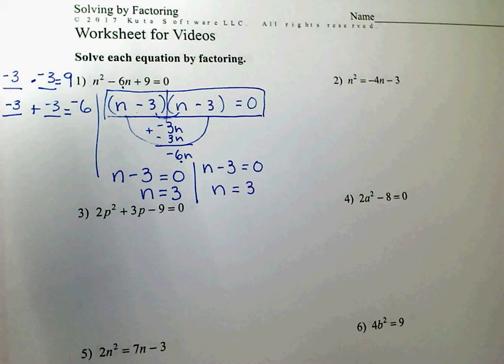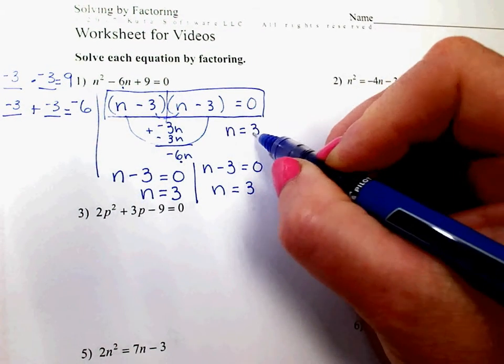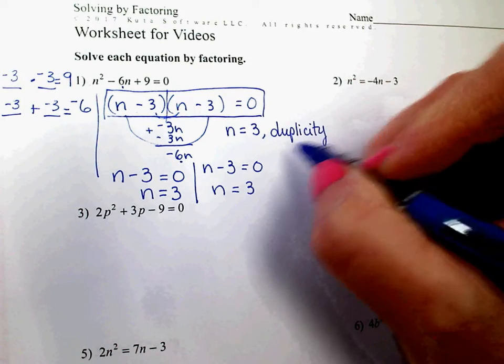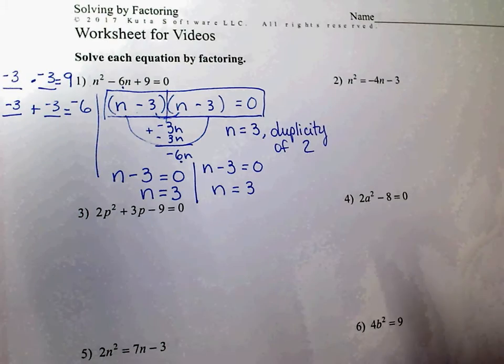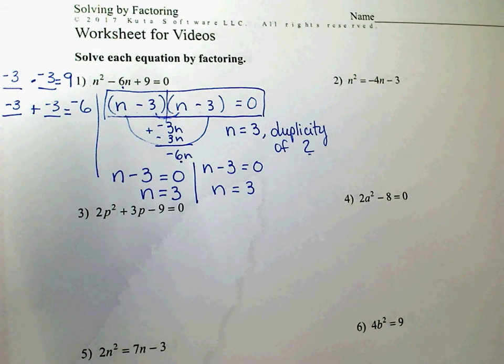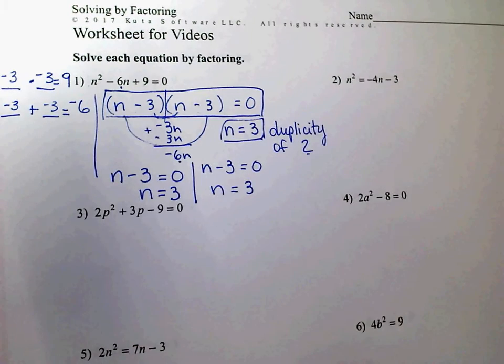Now normally you wouldn't write that same answer twice, and you'll see on standardized tests and in math books, they'll write it in their fancy way. They'll say the answer is n equals 3 with a duplicity of 2, which is just a fancy way of saying you got that same answer twice. But my final answer is n equals 3, and I'm done.